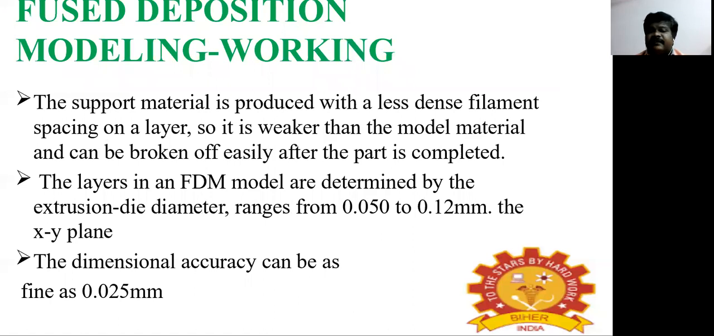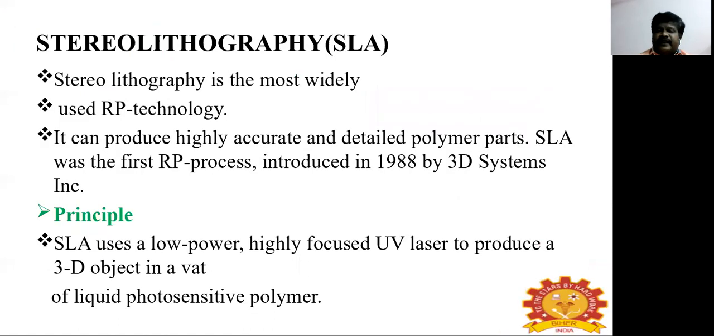So our layers in the FDM model, meaning our extrusion die diameter, will range from 0.050 to 0.12 mm in the XY plane. The dimensional accuracy can also be 0.025 mm.